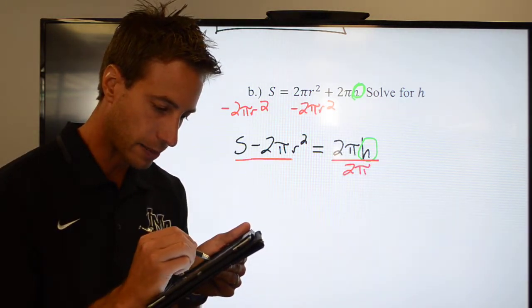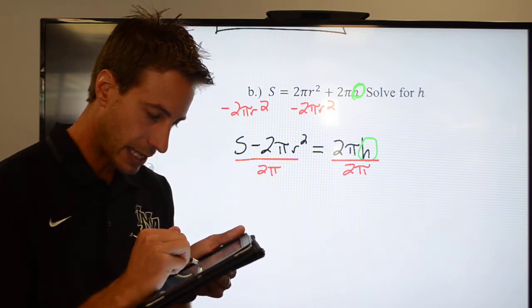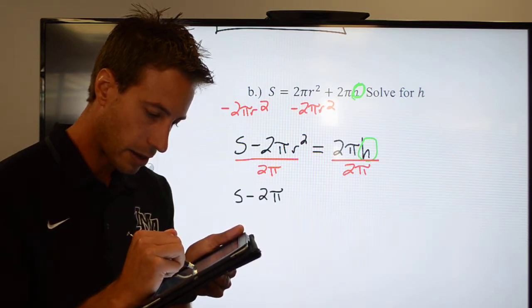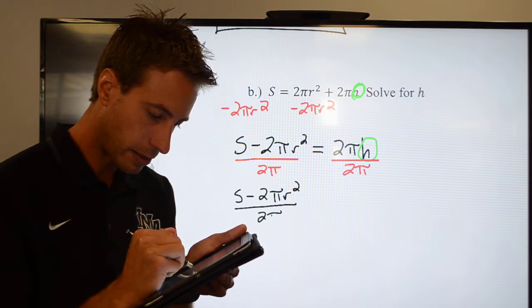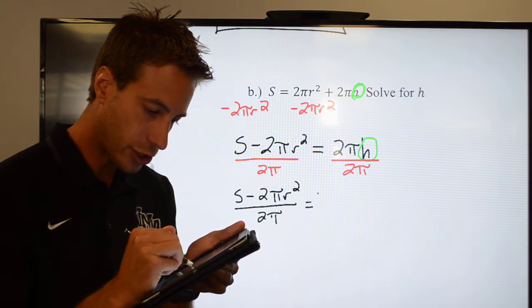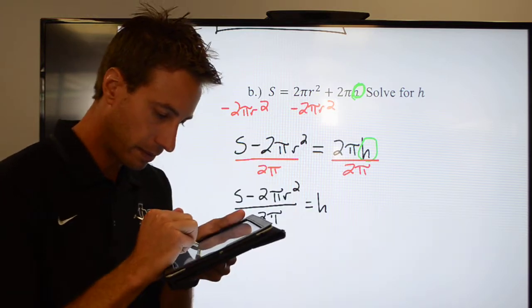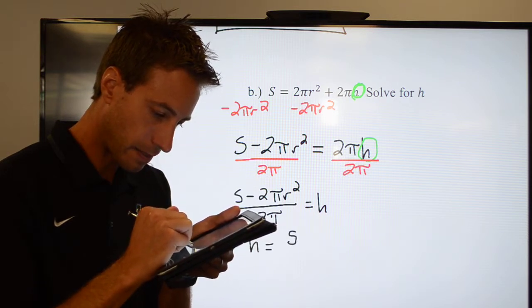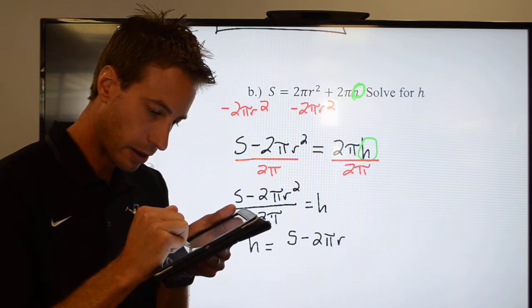Divide both sides by 2 pi. All right, here's what that gets me. That gets me s minus 2 pi r squared all over 2 pi is equal to h. I don't like that symmetric property. Flip it. H is equal to s minus 2 pi r squared all over 2 pi.